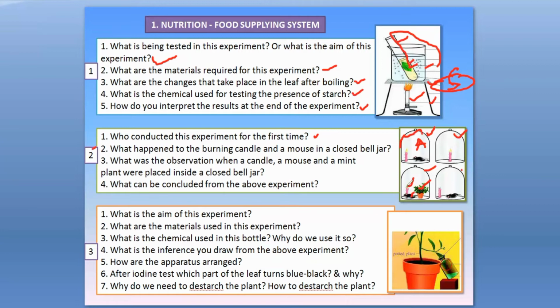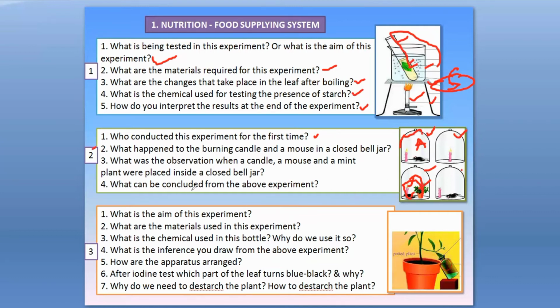Continuously, the candle will burn, the mouse will survive, and the plant will survive. Why? Because the plant releases oxygen. This oxygen is utilized by the burning candle and the rat, whereas the rat and candle liberate carbon dioxide. This carbon dioxide is taken up by the plant. In this way, photosynthesis and respiration both occur, and exchange of gases takes place. All these three will survive when we keep them together.